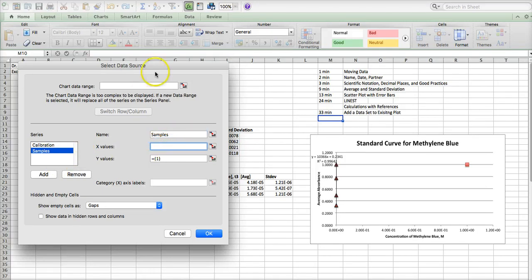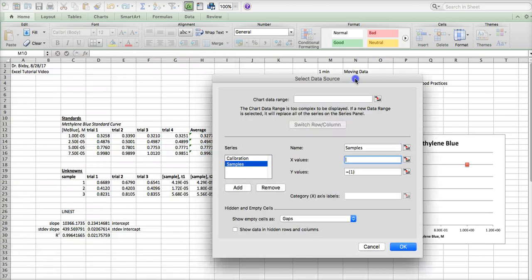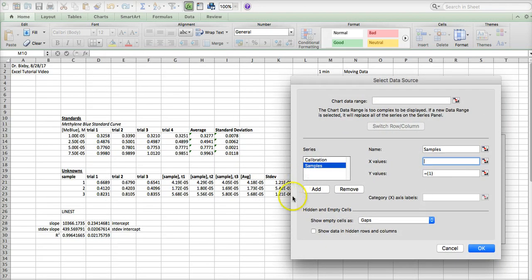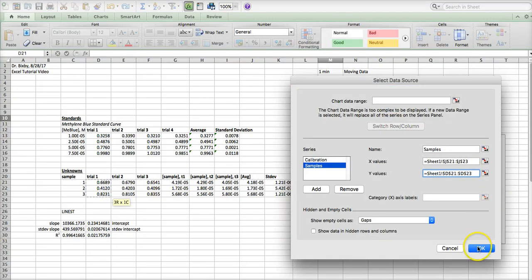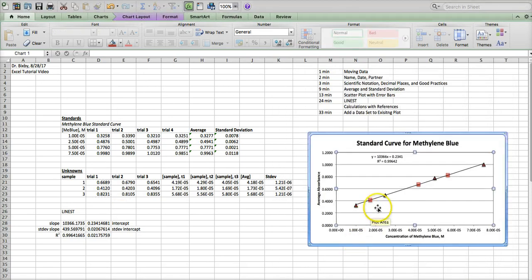I'm going to choose my X values and I'm going to choose my Y values. And so I want, on the X axis, the concentration, and on the Y axis, I'm going to want the absorbance values. Oh, I didn't do it. Average absorbance. Okay, I'll select this for now. And now you can see these red squares, the pink squares, are my samples. So I can see the samples.